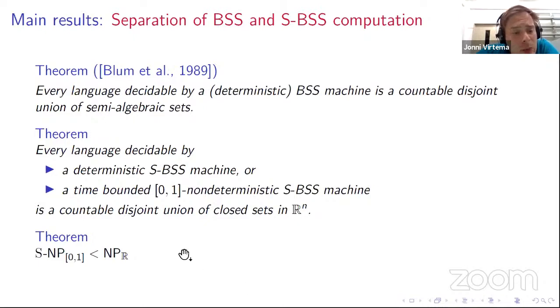And lastly, what we do is that we separate these two complexity classes, and how we do it is that we give a characterization of languages that can be decided in these SBSS machines, and prove that they can only decide essentially closed sets or countable disjoint unions of closed sets. So that can be related to the characterization of Blum et al. of BSS decidable languages, which are countable disjoint unions of semi-algebraic sets.